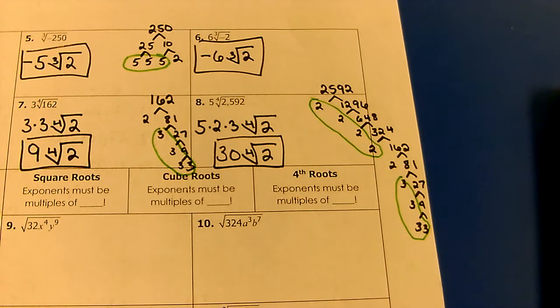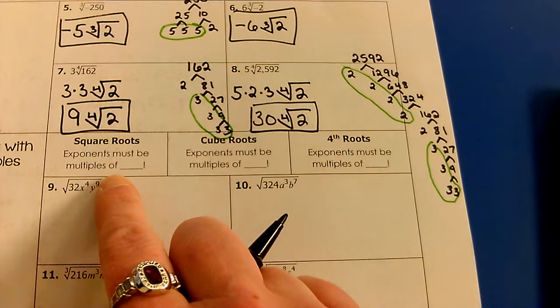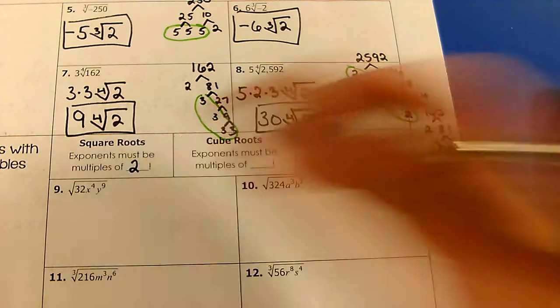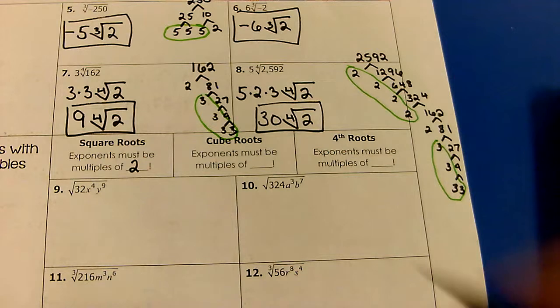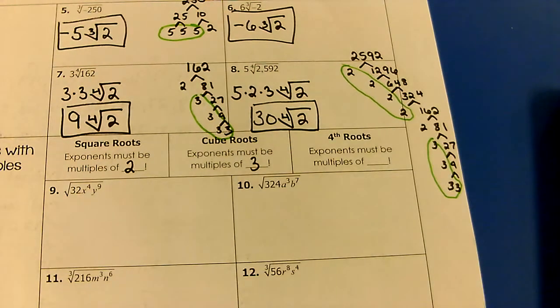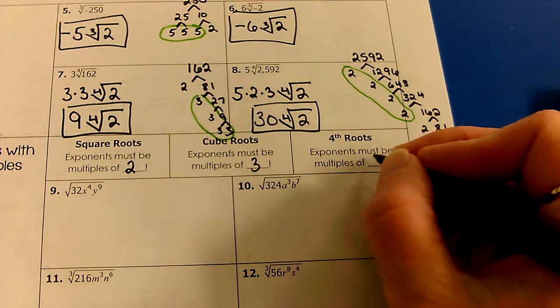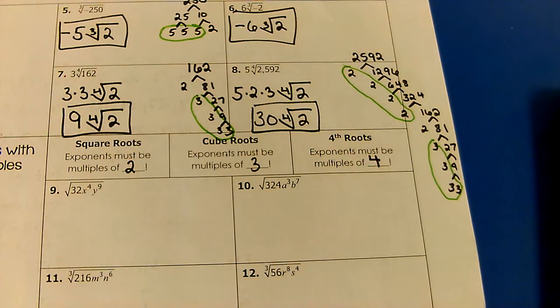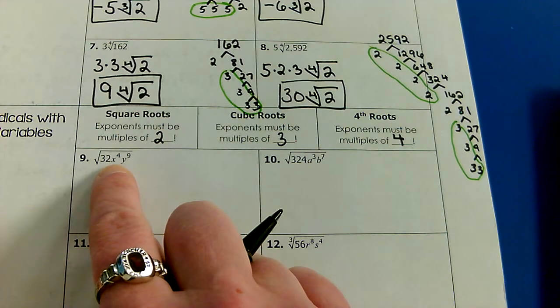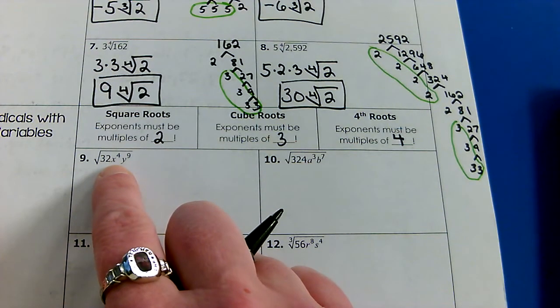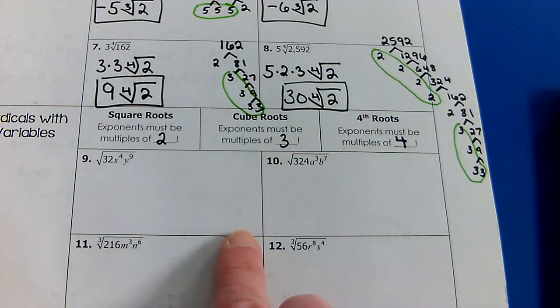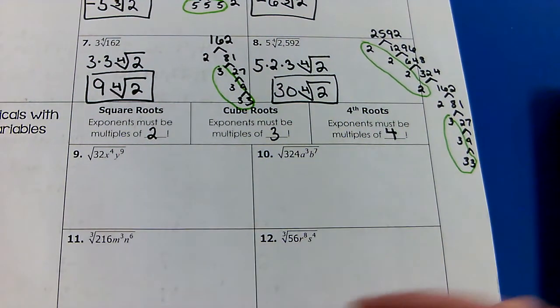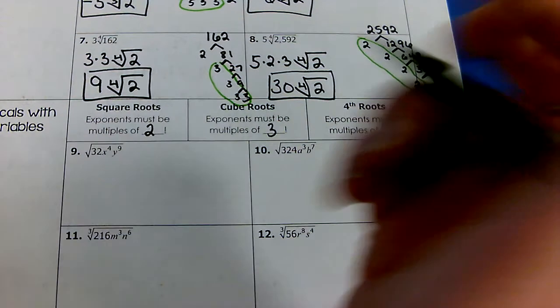Now what am I going to do about variables underneath? Same thing. So in square roots, we're going to look for exponents that are multiples of 2, because that would be a pair. Cube roots, we're looking for multiples of 3, because that would be 3 of a kind. And fourth roots, we're looking for multiples of 4. Same principle. Because technically, x to the 4th is x times x times x times x. It's 4 of them. So I'd have 2 pairs.